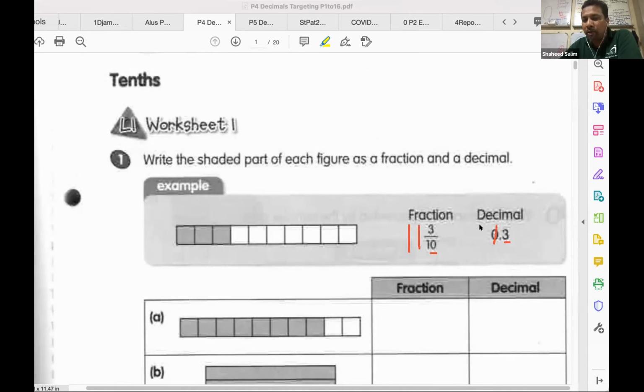Okay, so now what you do, you try the next few. Come on. Then send me your answers. Try and send me your answers. You must be able to do this.